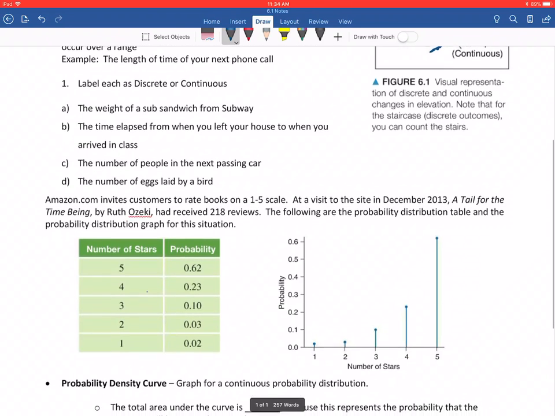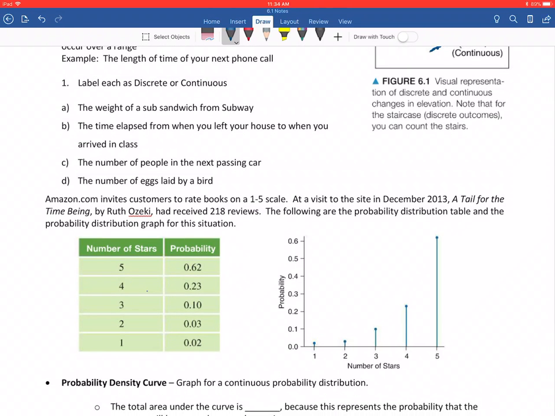Okay, so we want to be able to tell the difference when we read a question about whether the outcome we are having is discrete or continuous. So this first example says the weight of a sub sandwich from Subway. Well, if we weigh something, we can get all of those tiny little incremental values of pounds or ounces or grams and just all these teeny tiny measurements. So this is going to be continuous.